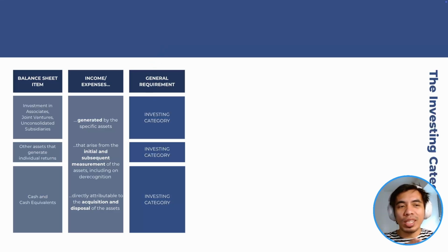All other types of income and expenses, if any, would go into the operating category because IFRS 18 is already specifically telling you that only these three types of income and expenses from these three types of assets go into the investing category. So it's very specific, or very prescriptive.